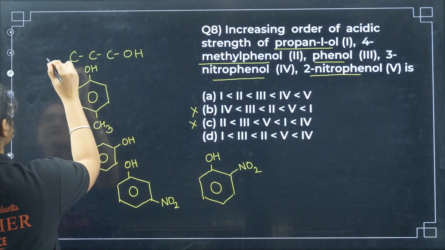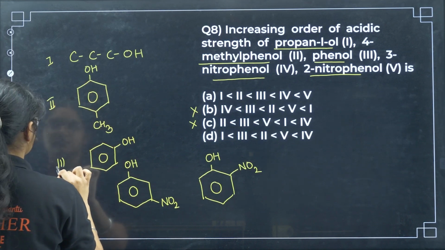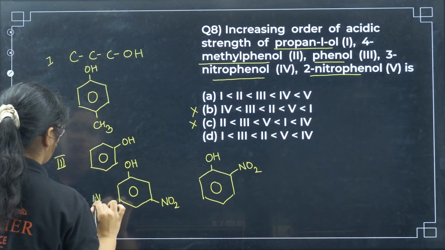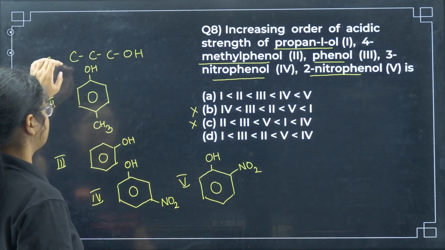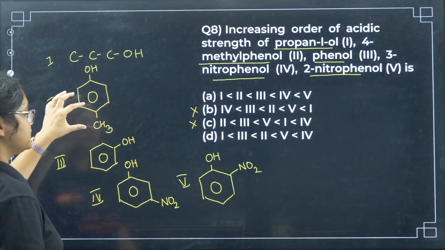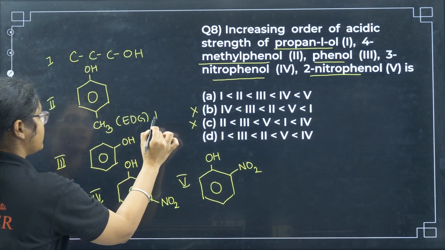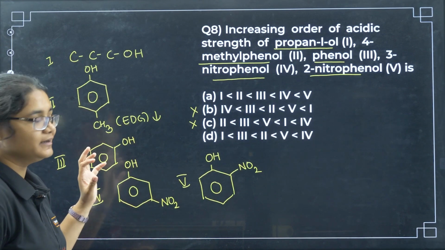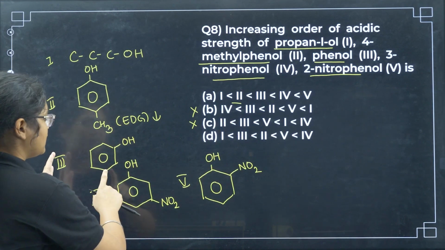Okay, now this is 1, this is 2, this is 3, this is 4, and this is 5th. Now if you see all the compounds, definitely 1 will be the lowest, so we have these two options. Now you see 2 is the one where you have an electron donating group, right, and an electron donating group always decreases the acidity. So after 1 we will have 2 here, right.